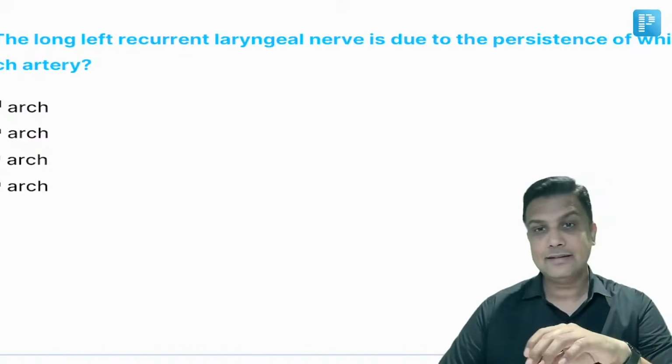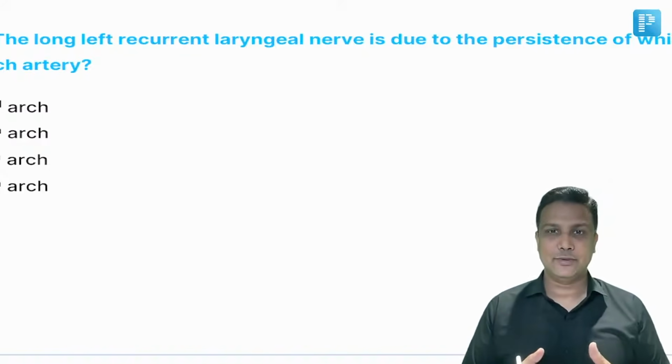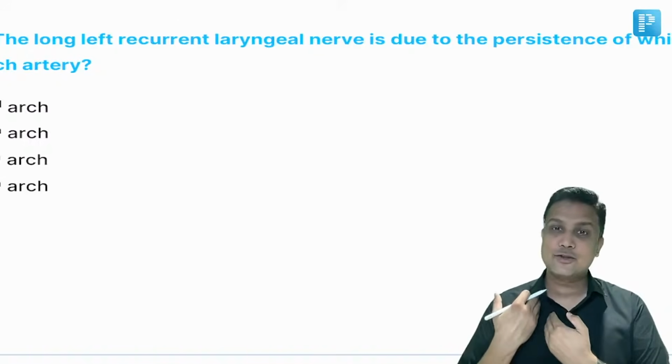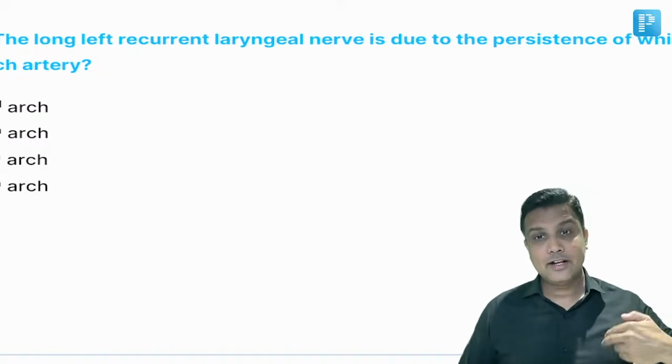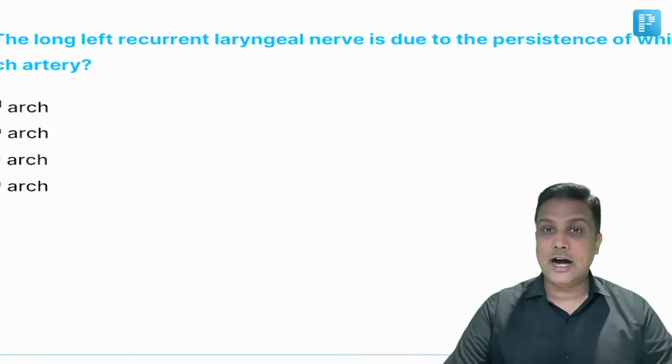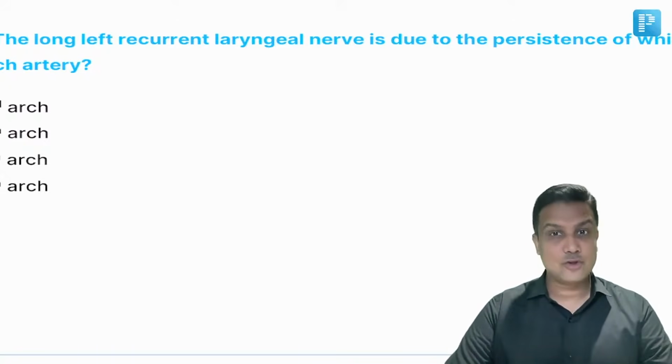But we know the reason with respect to the gross anatomy. Why? Because the right recurrent laryngeal nerve takes a turn around the right subclavian artery, whereas the left recurrent laryngeal nerve takes a turn around the arch of aorta. That is why we know that the left one is longer.